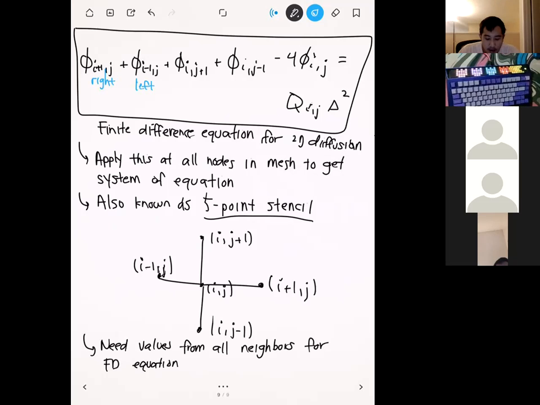Then we have phi at i comma j plus 1. So this is the top neighbor. And then phi at i comma j minus 1. This is the bottom neighbor. And so basically to write out the finite difference approximation, you need all of these neighboring values to write out the equation.